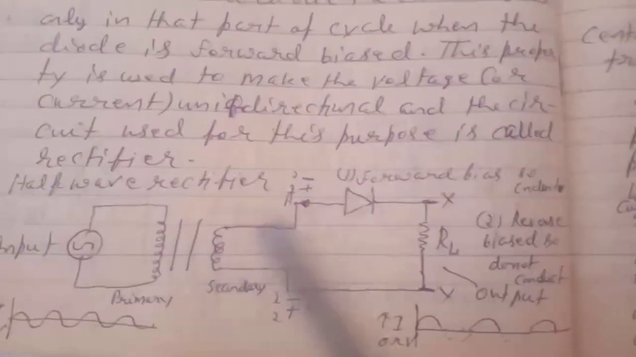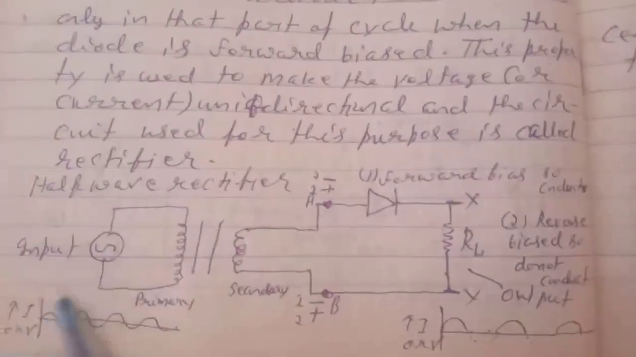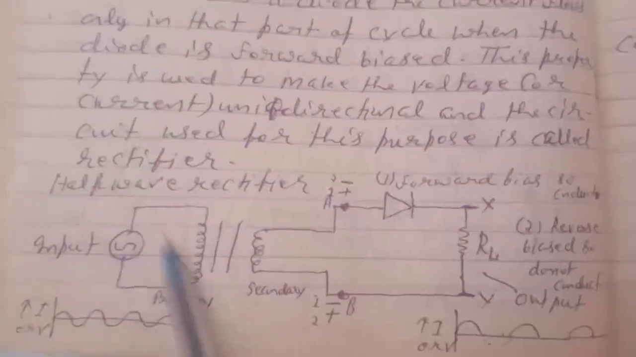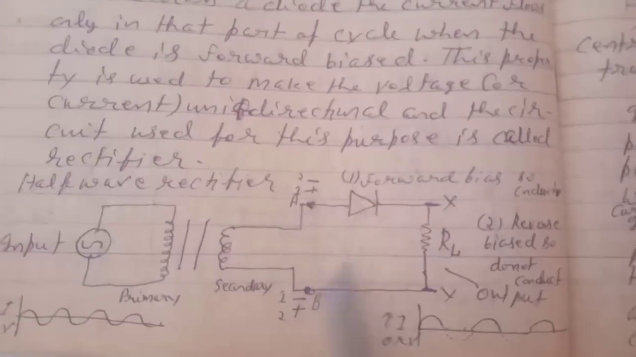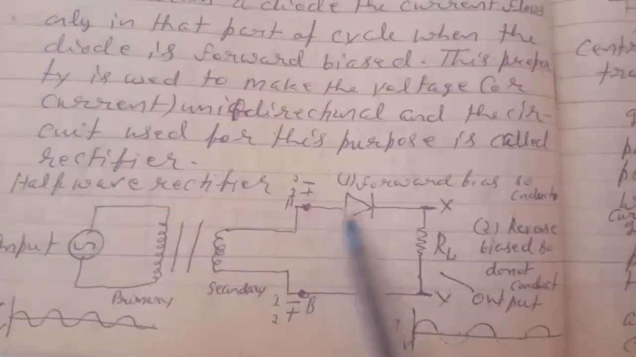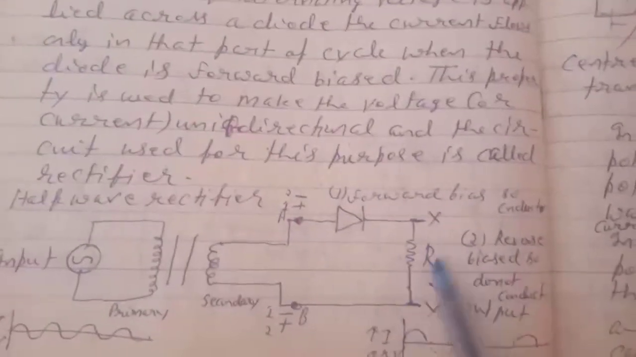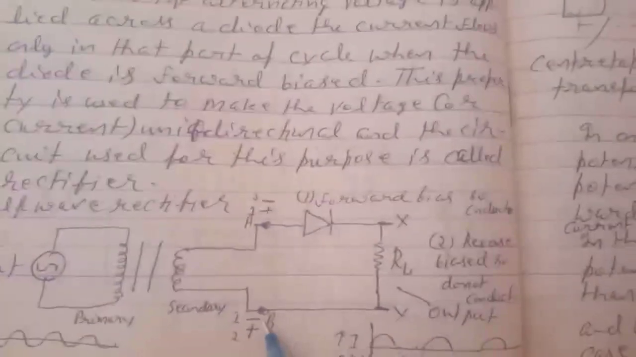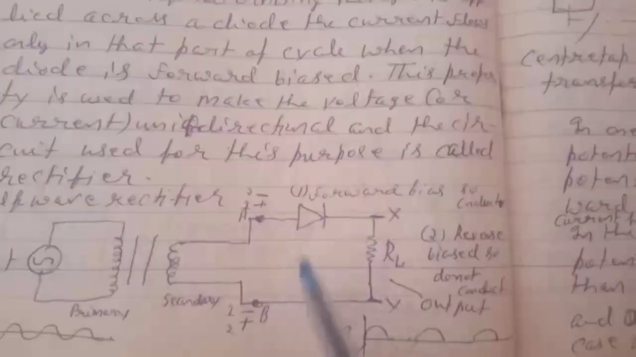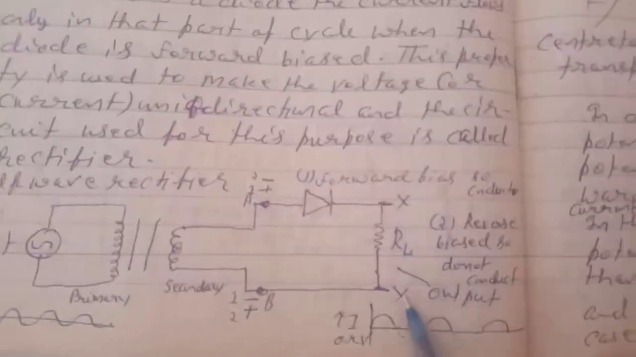Now here is a half wave rectifier. This diode is connected to an input alternating voltage. When this terminal is positive and this terminal is negative, it is forward biased, so current will flow and we get the corresponding voltage in the load. And if this is negative and this terminal is positive, then it is reverse biased, and there will be no current output along x and y.